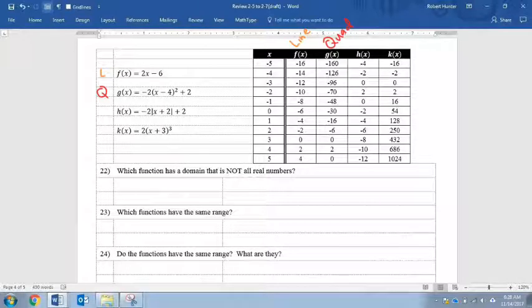H of x, well, this one has the bars. So let's do that in green. This one is the absolute value. So I'm going to just label it. I'll put abval. Why not?